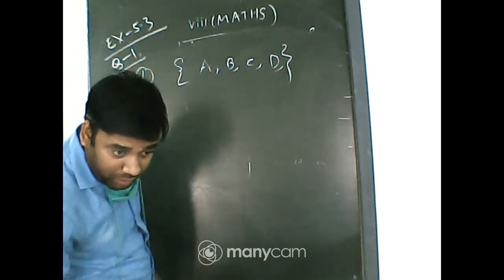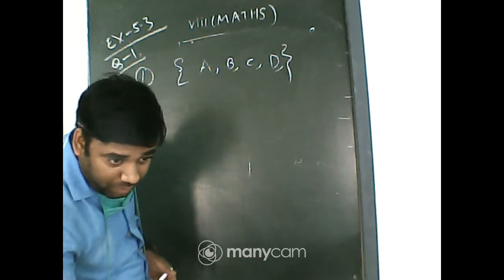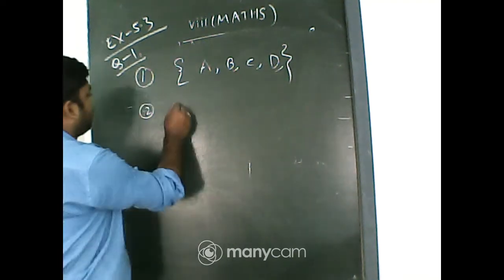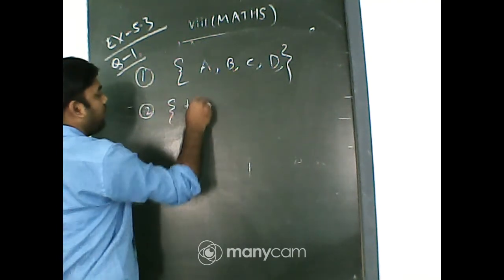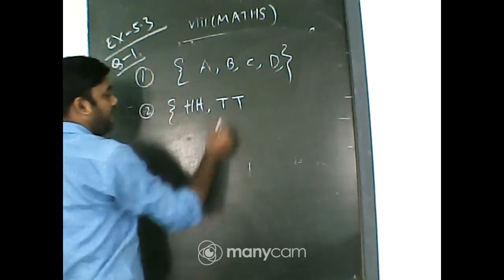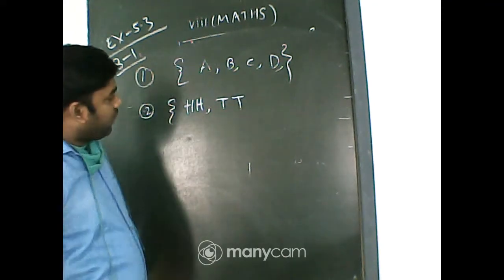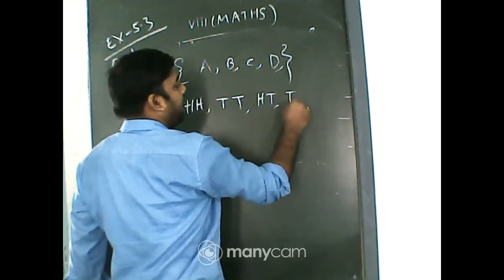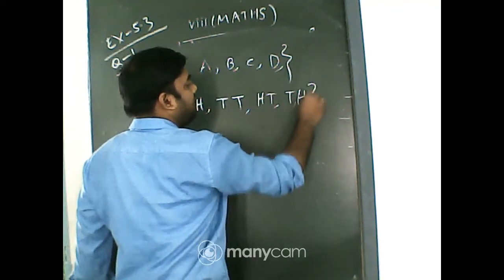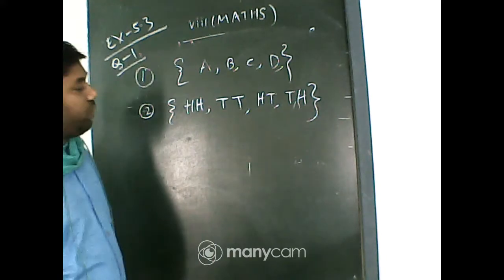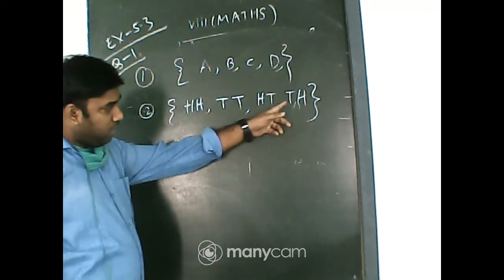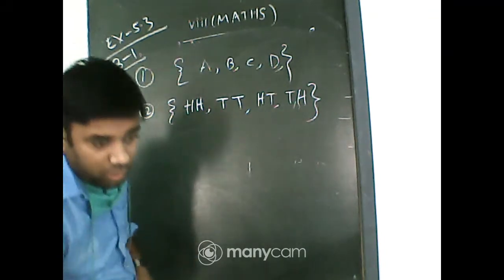Anyone? In the chat box put 4. Yes, 4 outcomes. So that is H, H, T, T. Both the coins head, both the coins tails, one head one tail, and tail head. These should be the outcomes. 4 outcomes you will get.